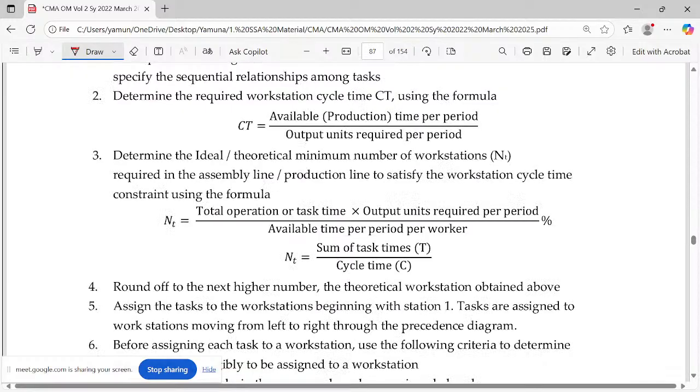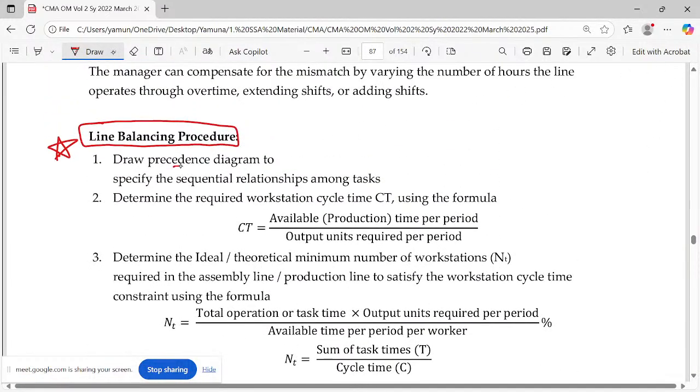Then we'll go for drawing the precedence diagram. Then we'll find the number of workstations required. To find the number of workstations required, we have to calculate the cycle time depending on the number of units you're producing per day or per month or per year or whatever it is. Then you'll find the number of workstations needed. This is called the theoretical workstation. Theoretical means we take the help of the formula and calculate and find the workstations.